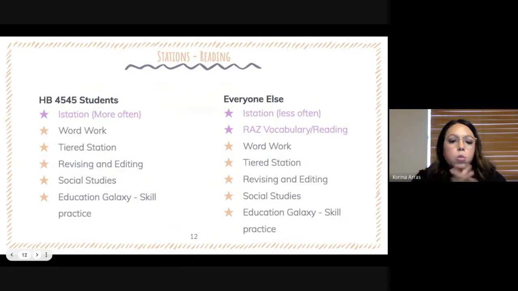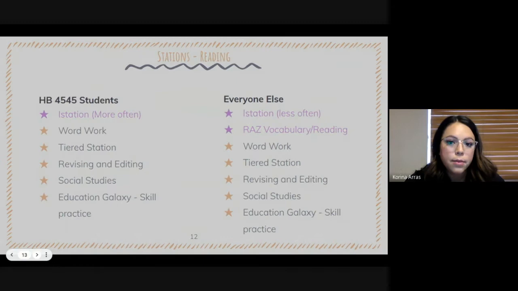But everybody gets word work, everybody gets their tiered station, depending on how they scored on that TEK, on that checkpoint. Everybody gets to practice that revising and editing skill. They all get their social studies, and then they all get a specific skill in Education Galaxy. Everyone else, or my higher tiers, I guess, they also get Reading A to Z, vocabulary, and reading practice.